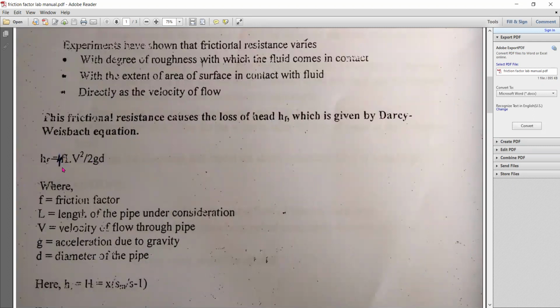But we are calculating F here. The friction factor you are calculating. So this equation is called the Darcy equation, Darcy-Weisbach equation. Okay. So these are the terms which we have in that formula. F is the friction factor which you are going to find for these two pipes.